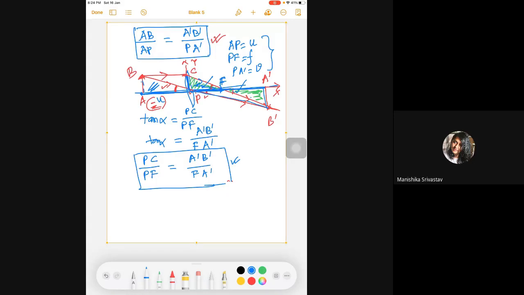Students, is it clear or any confusion? It's clear, sir. Clear, sir.